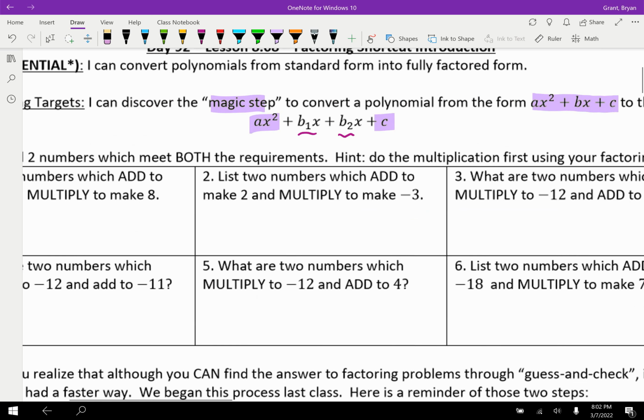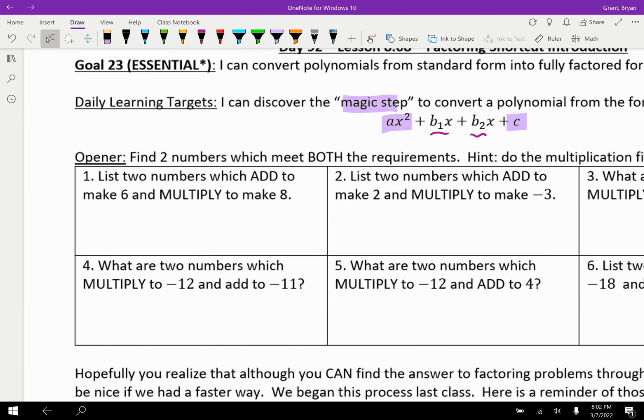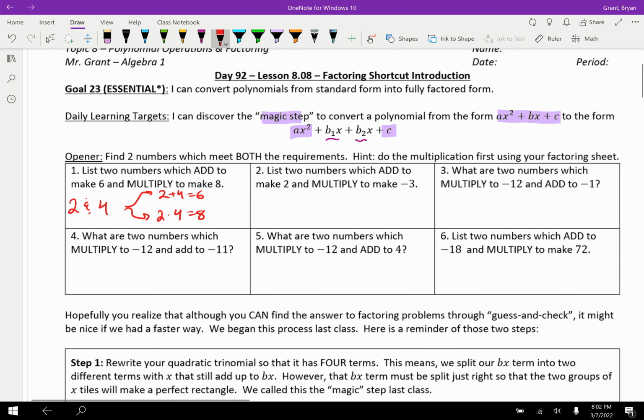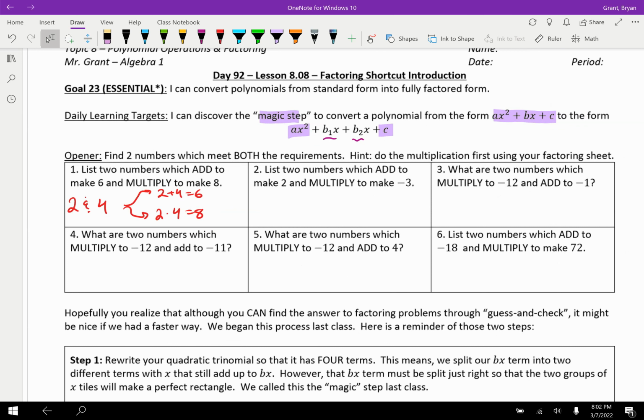So my answer here, which numbers add to make 6 and multiply to make 8, are going to be 2 and 4. And I'm just going to show this like so, right? 2 plus 4 equals 6, and 2 times 4 equals 8. They do both. So go ahead and pause this video, use that factoring sheet, and let's see what else you can come up with. Right? There are 5 more of these. That factoring sheet's going to help. Unpause. We'll go through it together. Ready, set, go.